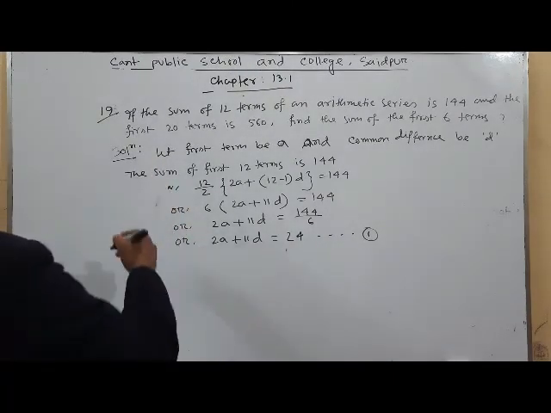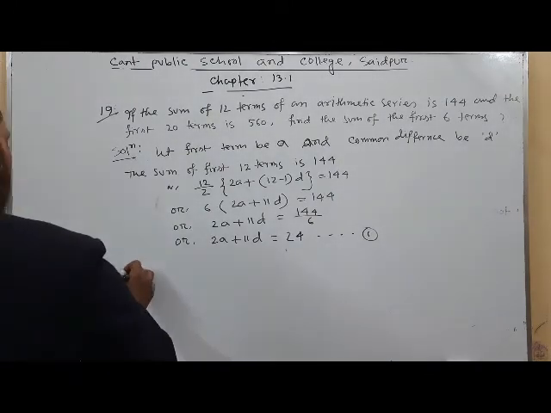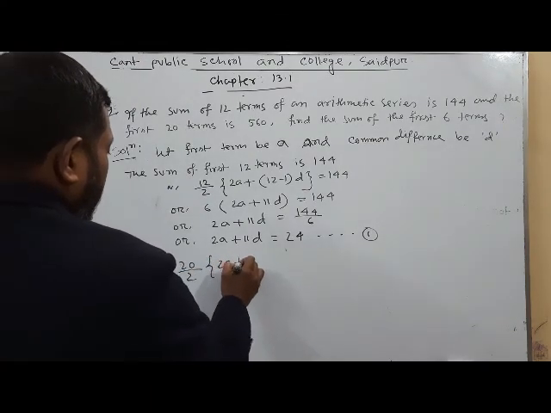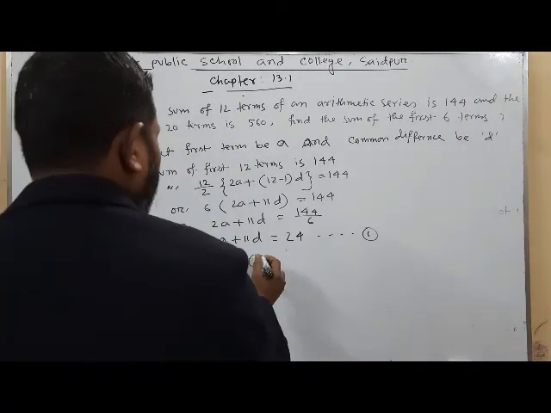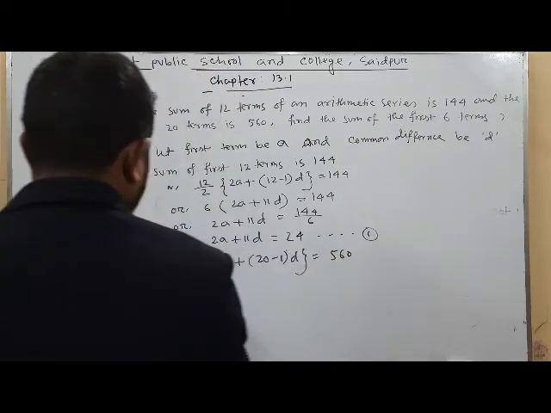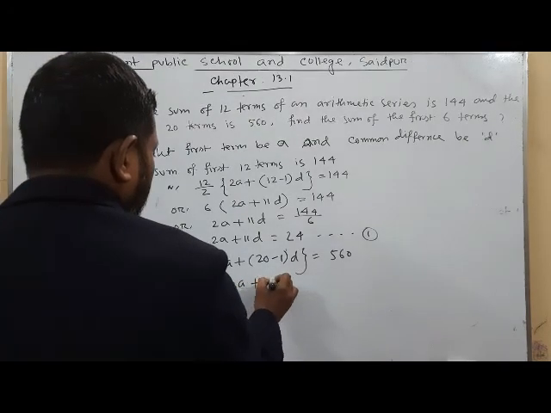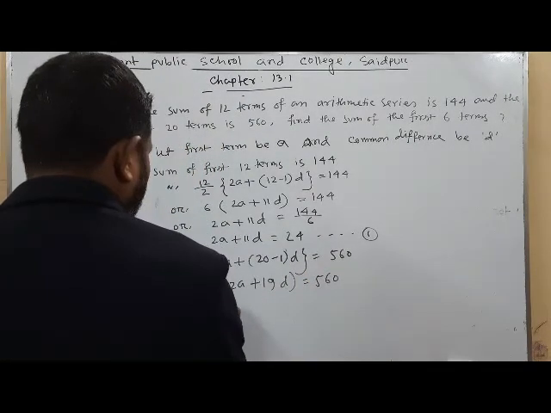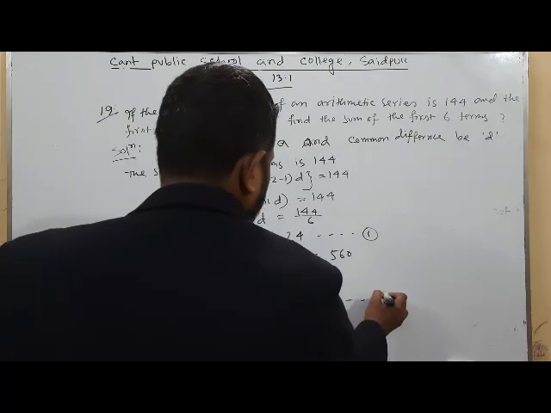Similarly, the sum of the first 20 terms will be 560. So 20 by 2 times (2A plus 20 minus 1 into D) is equal to 560, or 10 times (2A plus 19D) is equal to 560. That is, 2A plus 19D is equal to 56.